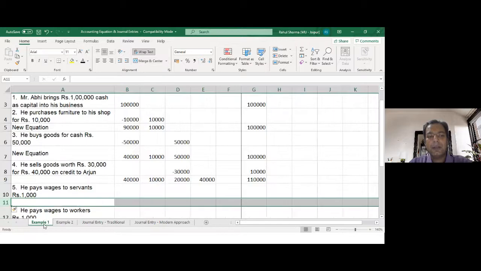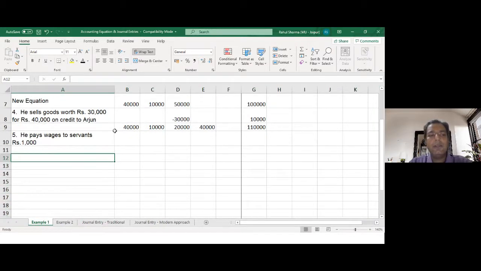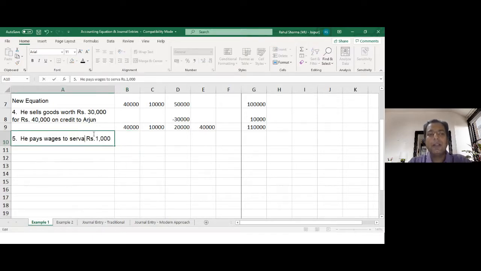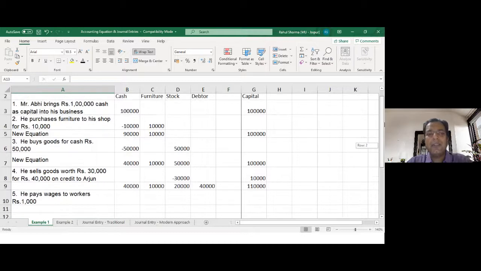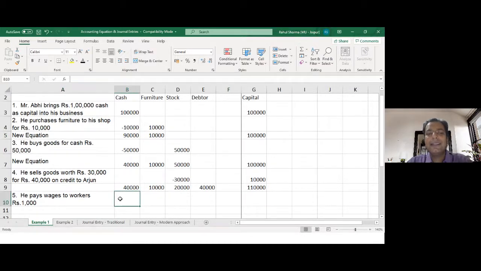We move next, and we talk about paid wages to servants, right? Or we can say paid wages to workers out here. So paid wages to workers is 1,000. Once I have paid wages to my workers, my cash goes out, right? My money goes out. So I'm paying 1,000. So 1,000 of my cash is going out, so I have to reduce this 1,000 from here, right? So this will become 39,000.